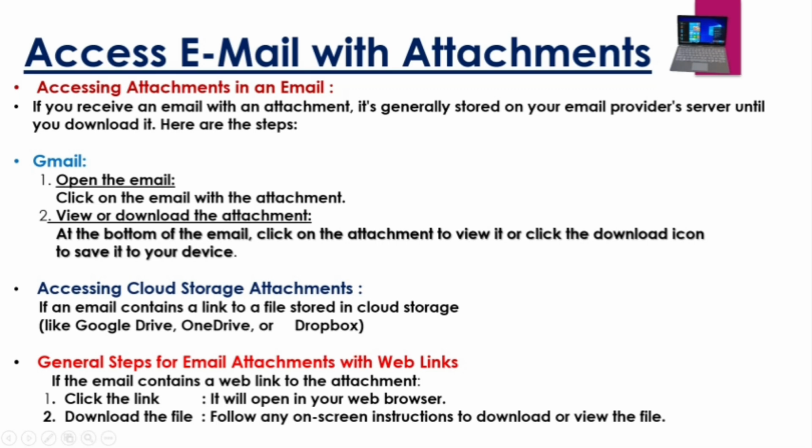Accessing cloud storage attachments. If an email contains a link to a file stored in cloud storage, like Google Drive, OneDrive, or Dropbox, here are the general steps for email attachments with web links. If the email contains a web link to the attachment, 1. Click the link. It will open in your web browser. 2. Download the file. Follow any on-screen instructions to download or view the file.